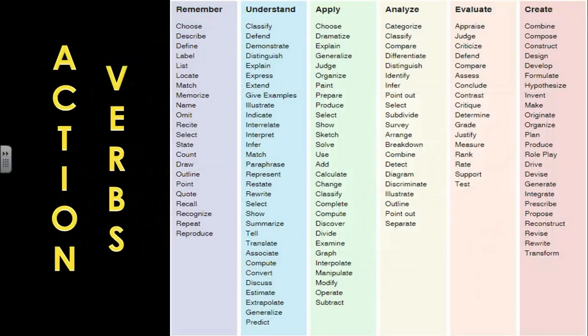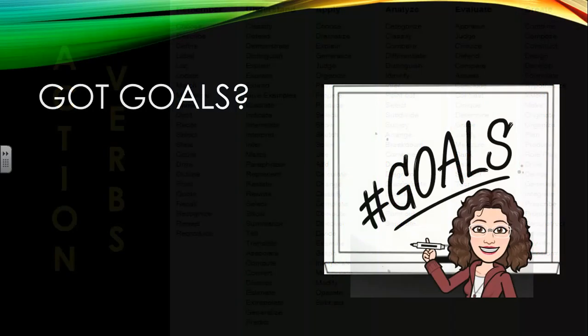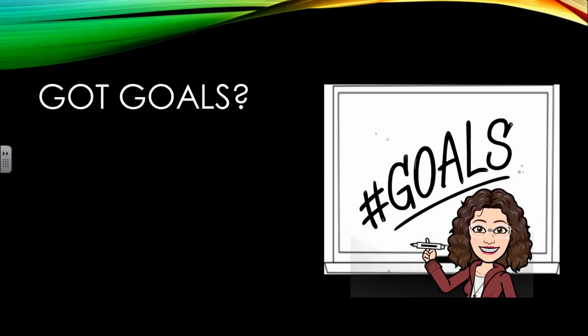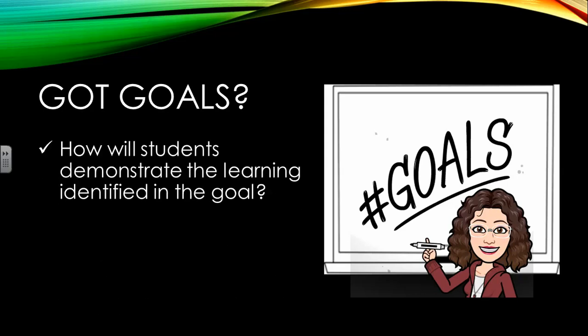Also important, when we're writing learning goals, we want to use action verbs. Things like students will describe, students will illustrate, students will generalize, students will compose. So here's a list of action verbs that's helpful when you're writing your learning goals. I've also included a PDF copy of this that's available on the slide after this video. Also important is how students will demonstrate the learning that's identified in the goal. The action verbs that you use to write the goal determine how students will demonstrate that learning.